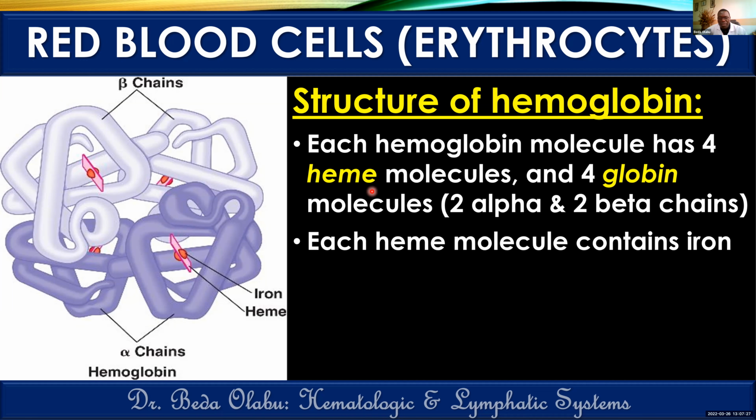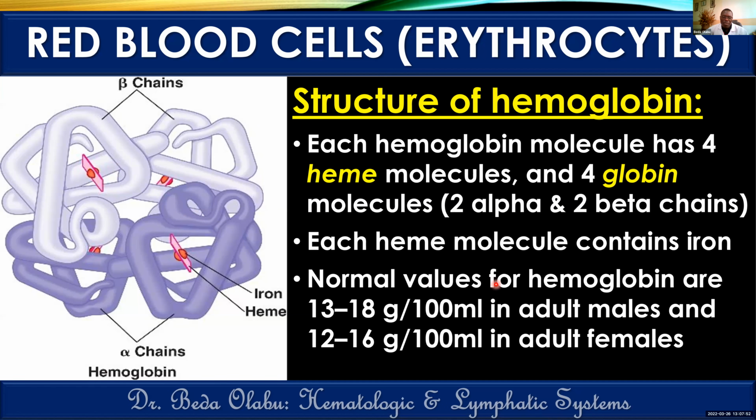Each heme molecule has an iron, so that is iron, that iron, that iron, that iron attached to the heme molecule. That one that looks like a plate, we can consider that to be the heme molecule. So this is the hemoglobin molecule.